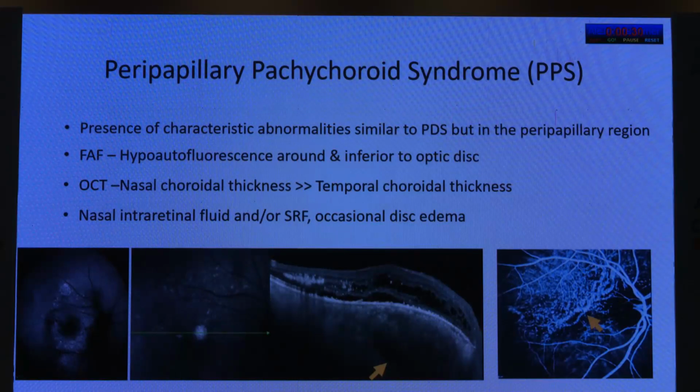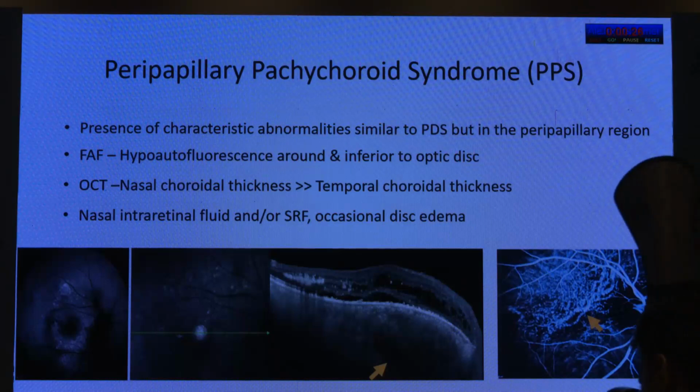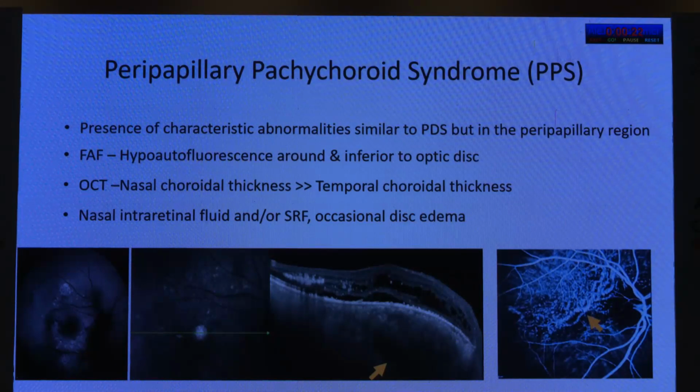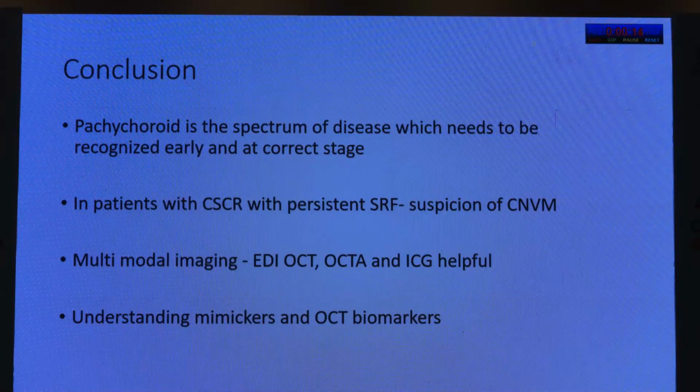In peripapillary pachychoroid syndrome, there is usually the characteristic abnormality, the same as in the pachychoroid spectrum. The nasal choroidal thickness is more than the temporal choroidal thickness, and nasal IRF or SRF is there, and occasional disc edema. So to conclude, pachychoroid is a spectrum of disease which needs to be recognized early and at the correct stage.